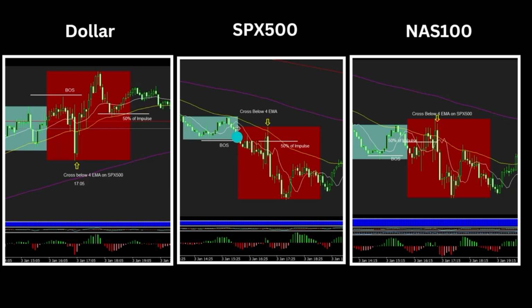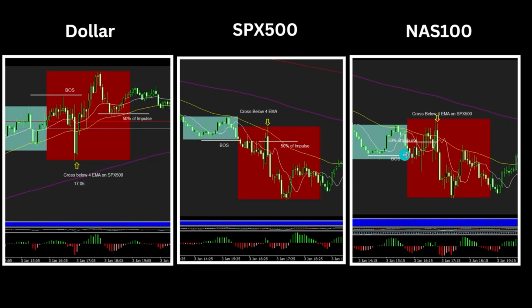If we look over at the SPX 500, price crossed below the 4 EMA at 17:05. And if we see the NASDAQ 100 at 17:05, price also crosses below the 4 EMA at 17:05. But here is where you have to pay attention and choose the asset that is moving more clearly in your direction. Let's take a look at NASDAQ.